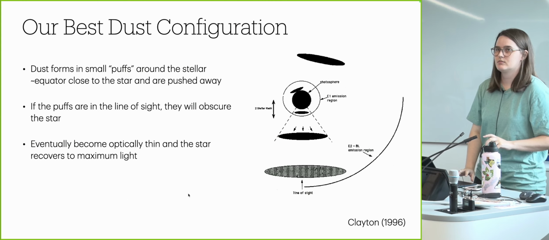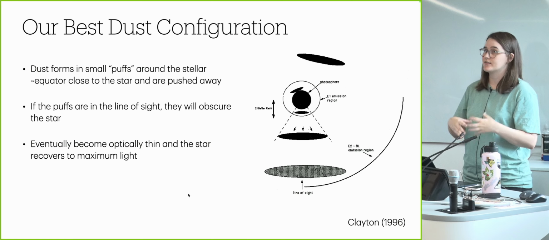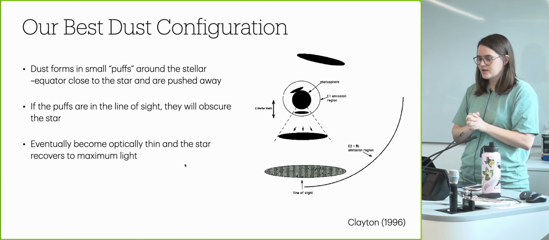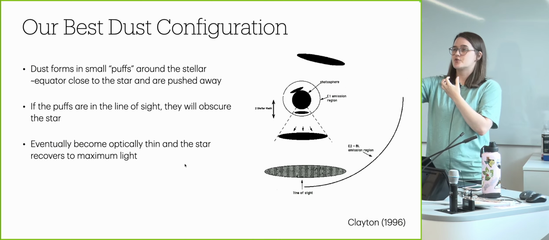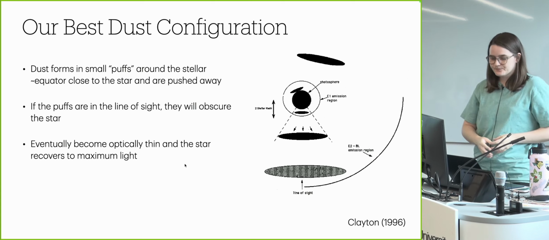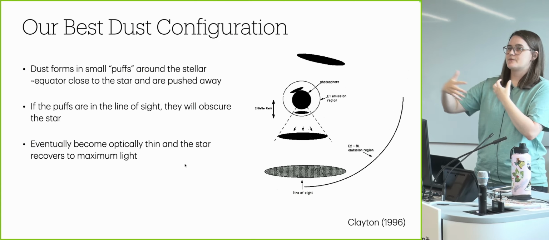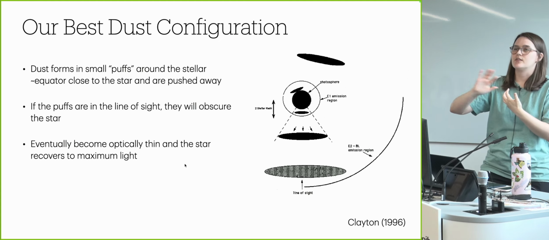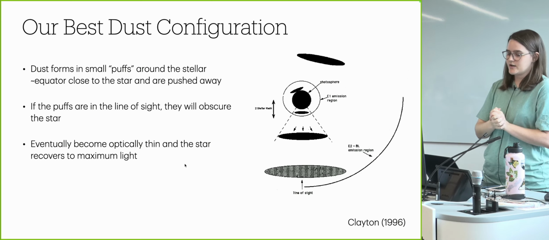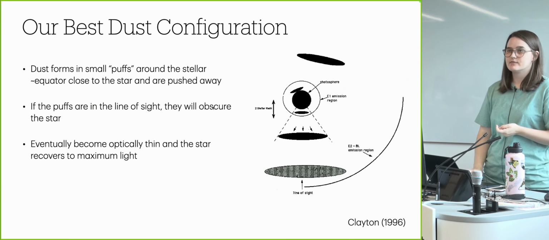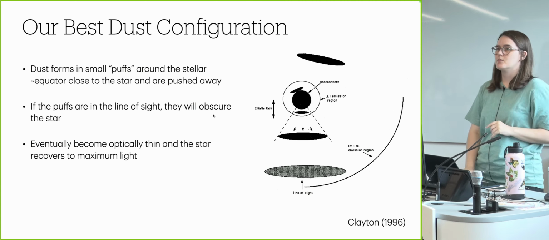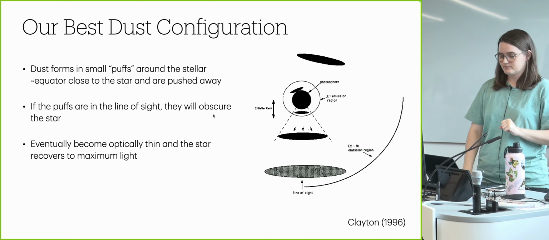And so our best idea of what is happening with the dust is that the dust is forming in small puffs, and these puffs form around the stellar equator-ish. We think they form close to the star, and then they are just pushed away, and as the cloud moves towards us, it gets bigger, covers the star, sometimes covers the dust around it. And eventually, that dust will move far enough away that it will become optically thin again, and then we can see through it, and it will recover back to its maximum light. But our understanding is that we will only see these obscurations of the star if the puffs are actually in the line of sight and coming towards us. So if they're coming off the sides, we probably won't see that as what we call a decline.